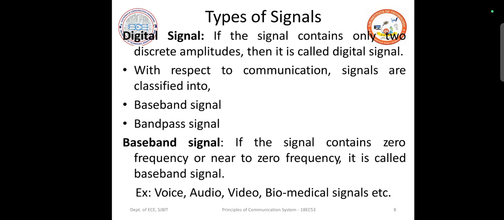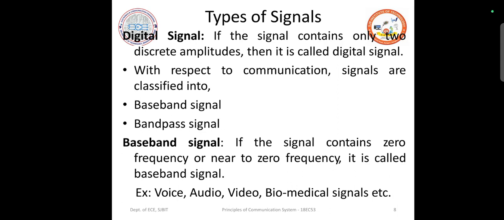Normally when we say voice or audio signal, we say that the frequency ranges somewhere from 0 Hz to 20 kHz. That's the audio frequency range. But a voice frequency range will start from very near to zero value, which is around 200 or 300 Hz, and goes up till around 3.4 kHz, or at most I can say 4 kHz. So you can see the frequency ranging very near to zero. Those kinds of signals are called baseband signals.